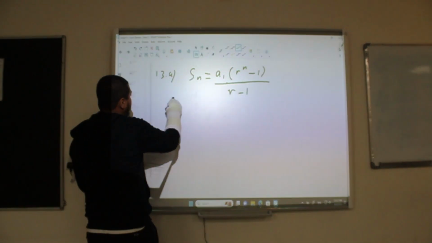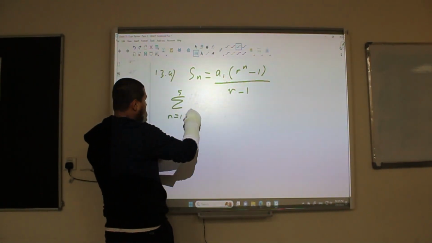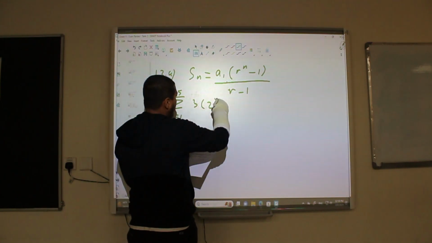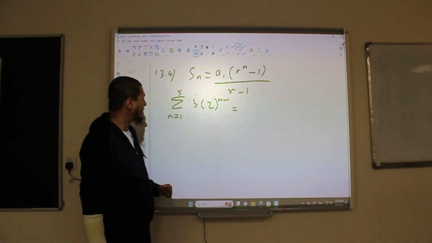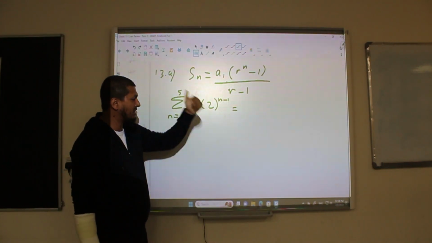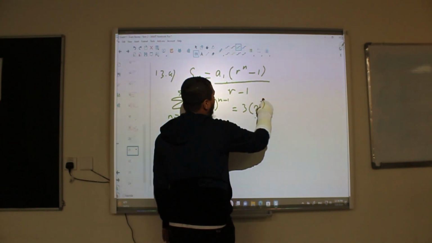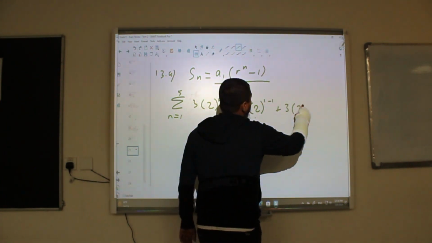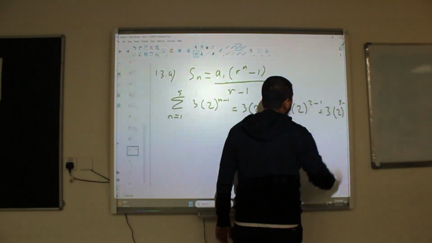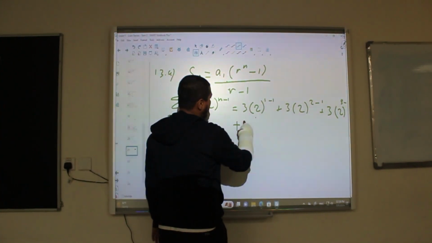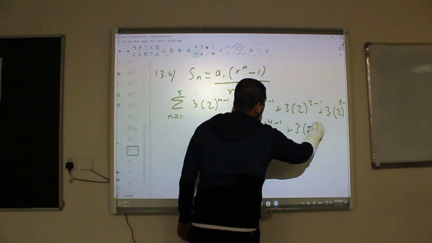Now, if you're looking at a, the sum from k equals 1 to 5 of 3 times 2 to the power k minus 1. Remember, 1 to 5 basically means you need to substitute the values of k as 1, then move on to 2, then 3, then 4, then 5. So you get 5 terms. Now we're doing this: 3 times 2 to the power 1 minus 1, plus 3 times 2 to the power 2 minus 1, plus 3 times 2 to the power 3 minus 1, plus 3 times 2 to the power 4 minus 1, plus 3 times 2 to the power 5 minus 1.